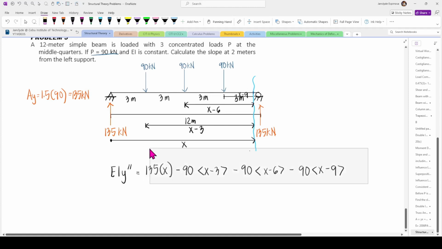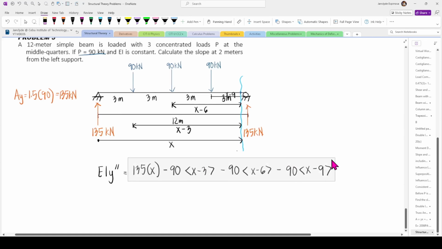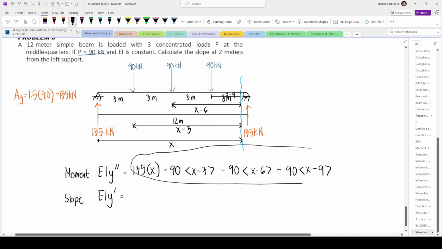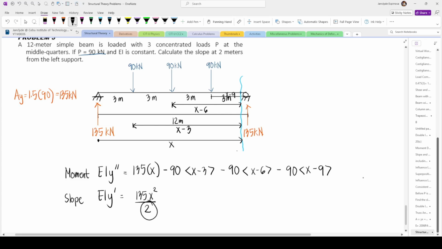Now you don't have to simplify this kasi sa double integration, we want the singular moment equation. Huwag mo na itong i-simplify. This is what you will integrate. And so next, we have EI y prime. This now defines our slope equation. So we have here moment and then slope. And then for the slope equation, we just have to integrate this expression. So we have 135 multiplied by x squared divided by 2. Again, plus 1 sa exponent. Tapos divide mo sa kung ano yung result.